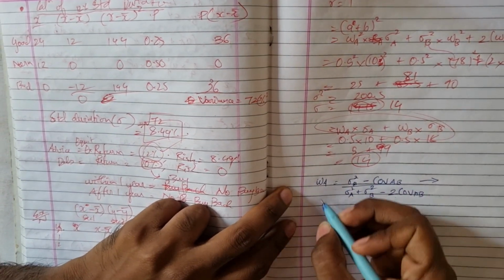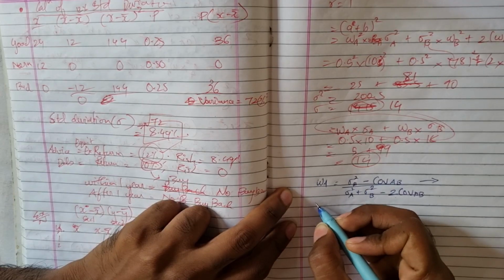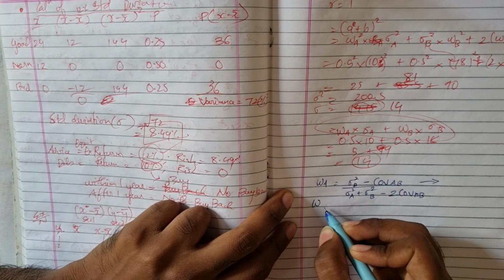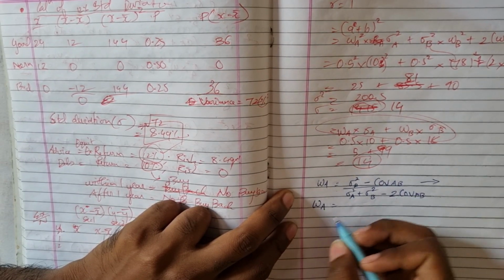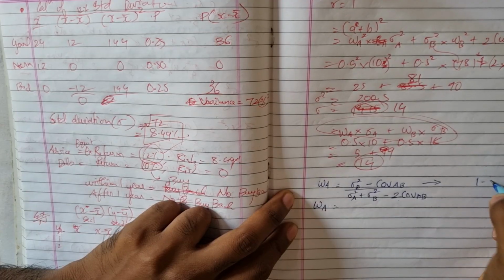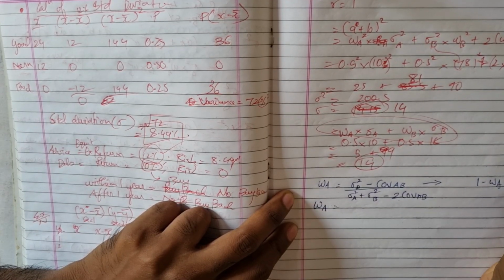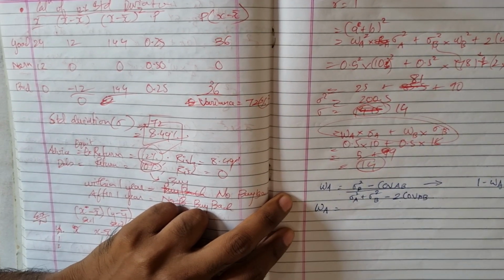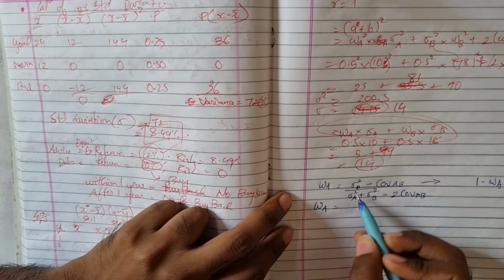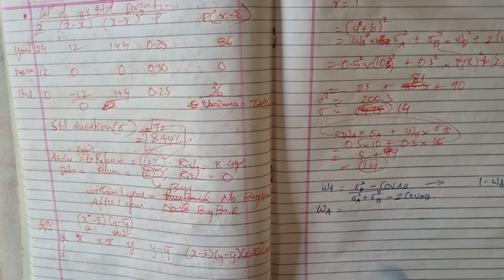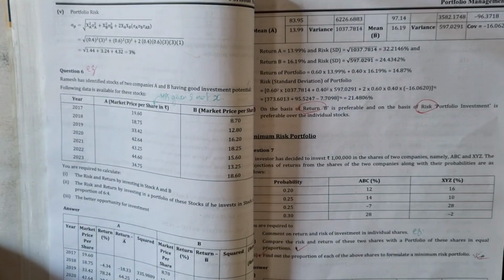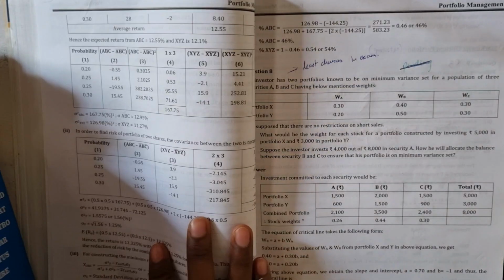It is weight of my ABC security. Okay, so I'll just put it as weight of A. Weight of B, how we'll get? 1 minus weight of A is equal to weight of B. Okay, this is simple. So here what we need to do, variance of B means variance of your XYZ.